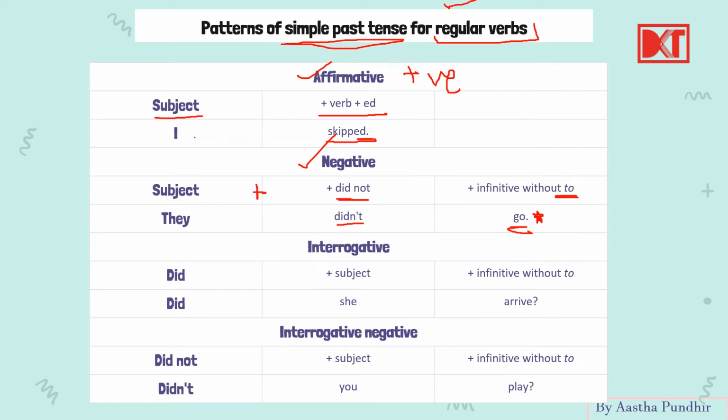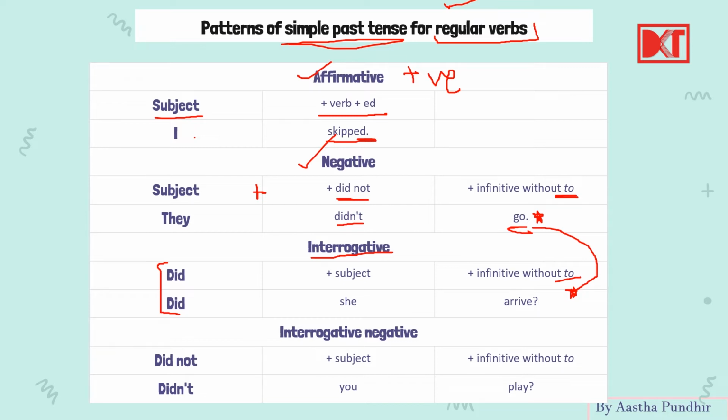Alright, this is negative. Next we move on to interrogative, matlab questions. So here we start with did only, right? We start with the verb did plus subject and then the infinitive without to. Again, the same rule applies here. The infinitive without to, यहाँ पे past form नहीं use होता verb का, यहाँ पे infinitive. The original form is used only.